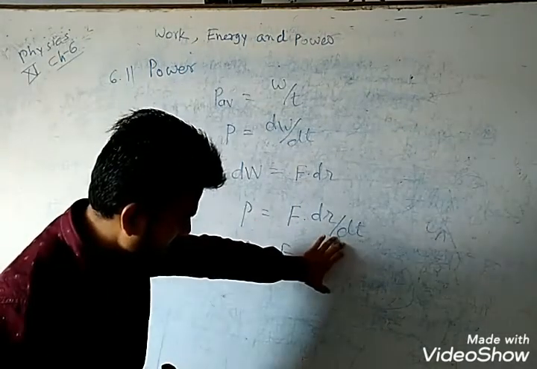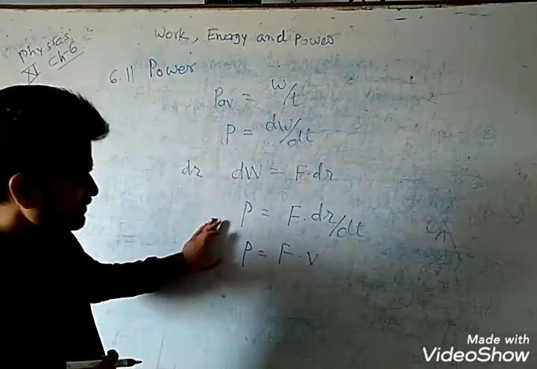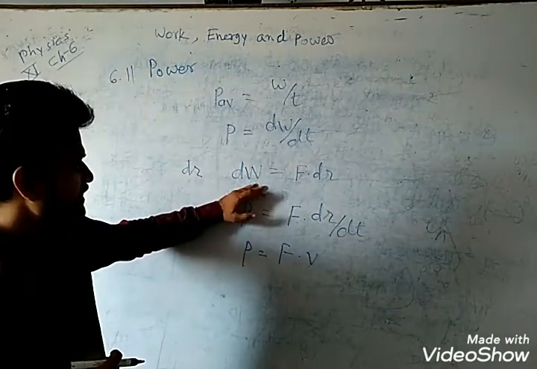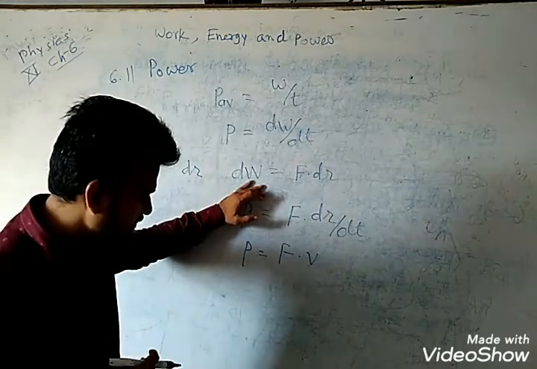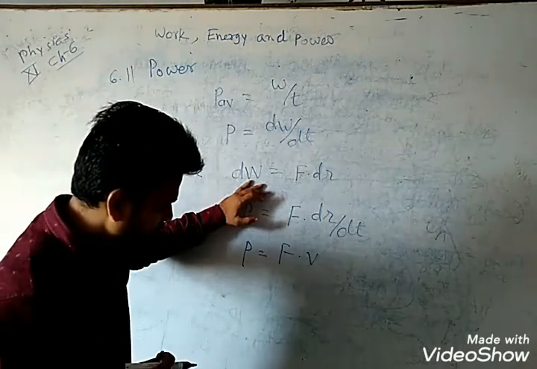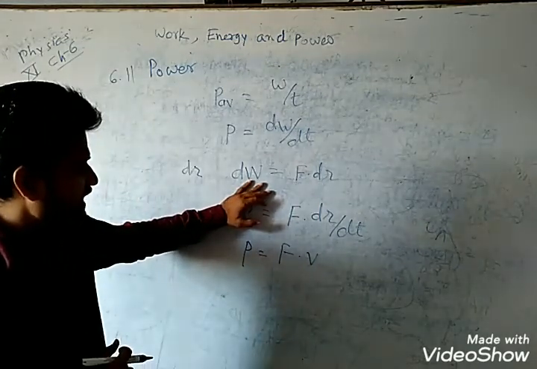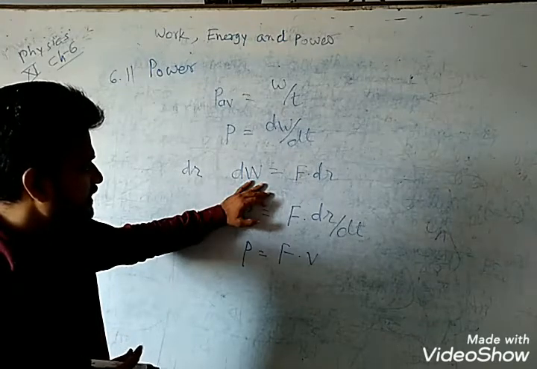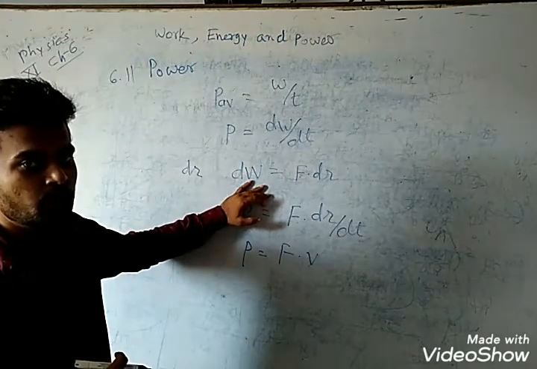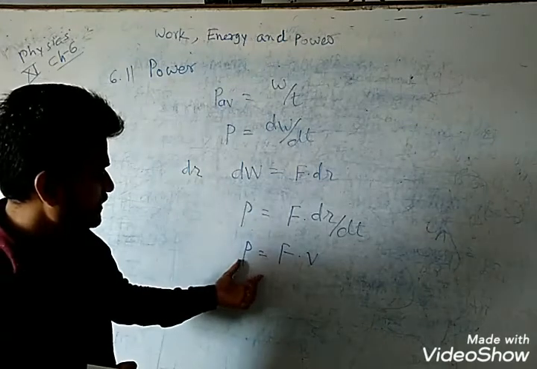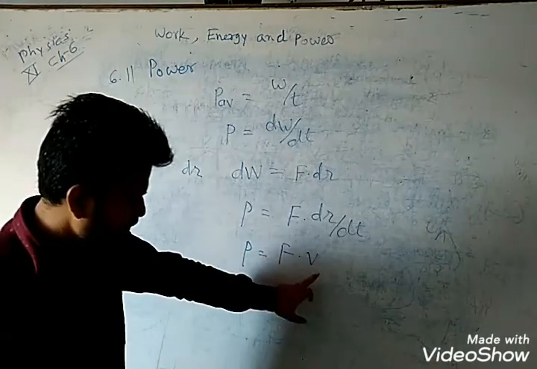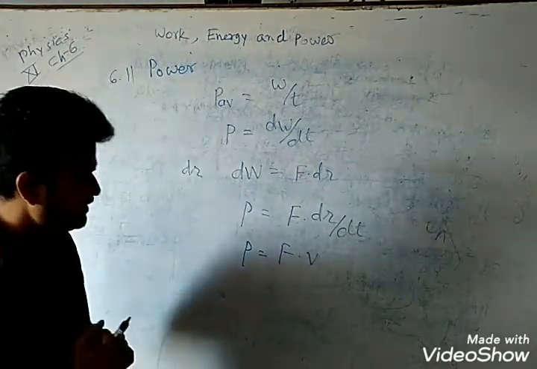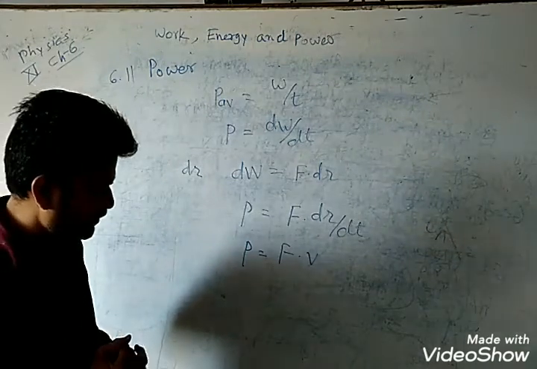Power is a scalar quantity, like work and force. So now P is equal to F into v. Here v is the instantaneous velocity.